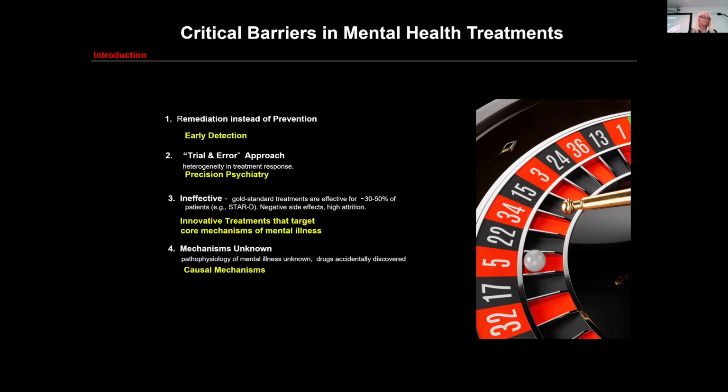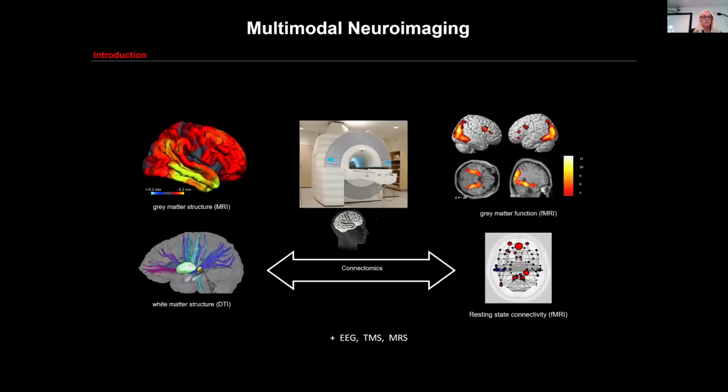So wouldn't it be nice if we had a biological way to look at biomarkers, say, to identify early ways in which we can predict trajectories of mental health problems? Could we use biomarkers to predict who's going to respond to what treatments, so we can tailor these treatments? And can we use these biomarkers to actually innovate novel treatments that really target the core mechanisms of mental illness? And can we better understand the causal mechanisms?